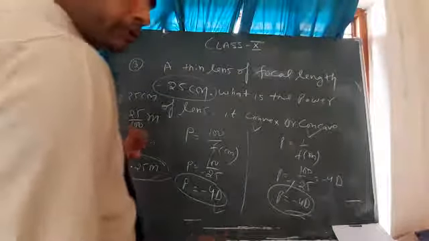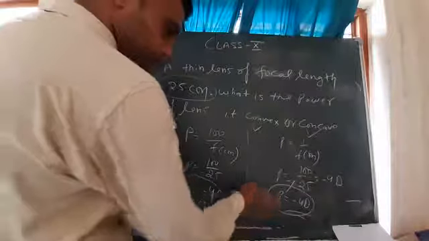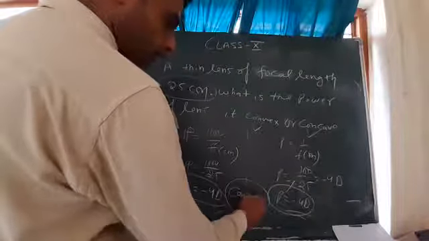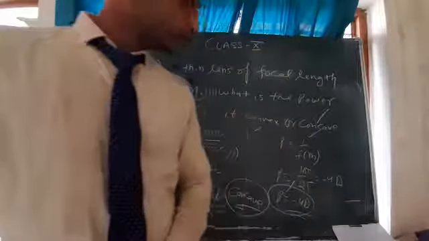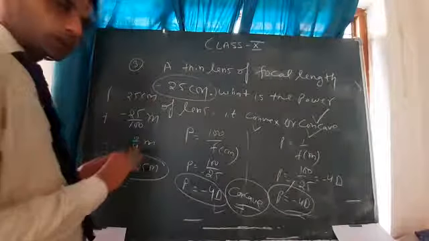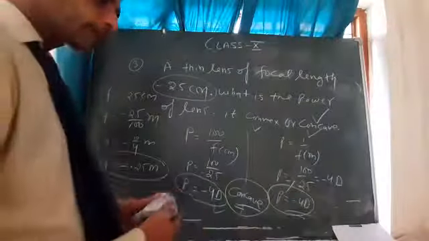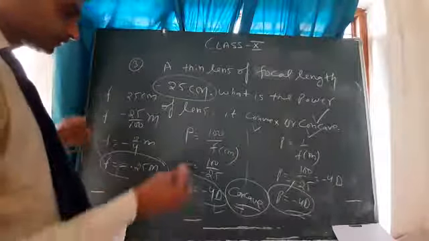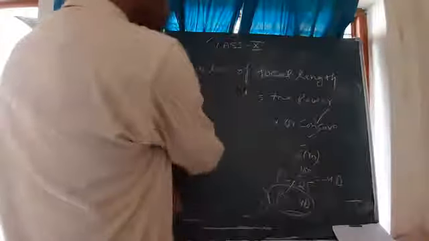So the power is -4 diopter, and this behaves as a concave lens. It means divergent lens. So I hope you understand this numerical. Now the last one, I am going to solve the last numerical of this session. Try to solve this type of numerical, and you can ask tomorrow, and I will make a video for the solution.